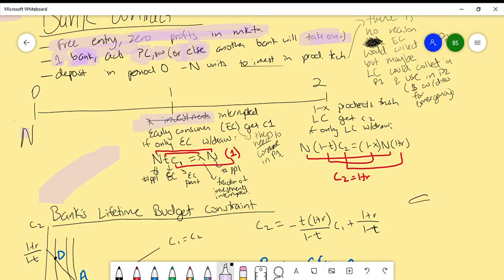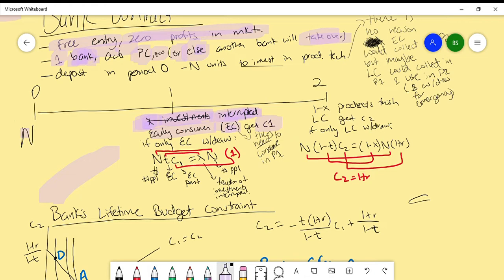In period 1, X percentage of investments, maybe 25%, are interrupted because the early consumers, which we'll call EC, all decide to take their money out of the bank, and they each get C1 back.